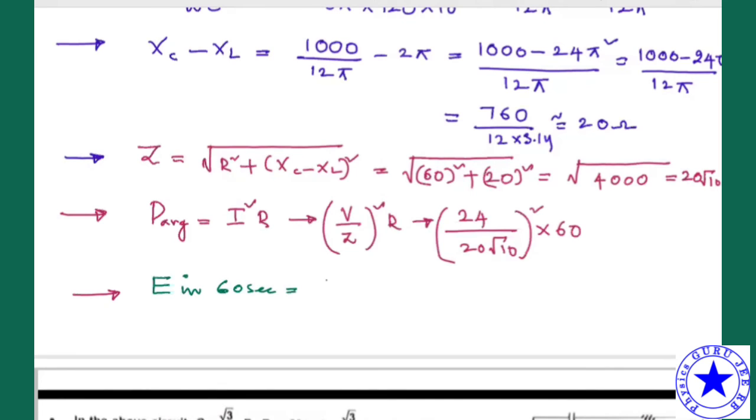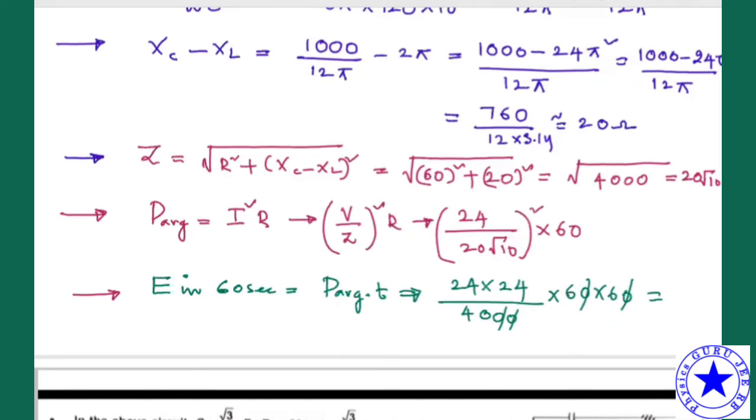Energy dissipated is the average power into time t, which I can write as 24 whole square, that is 24 into 24 divided by 20 whole square and 10 root. That is nothing but 4000 into 60 into 60 into 60. So the zeros get cancelled. Then finally I'll be getting 24 into 24, which is nothing but 6 into 24 into 6 into 6. So here approximately 216 into 24 divided by 10, right?